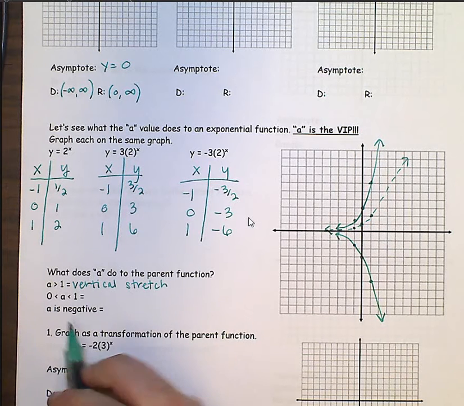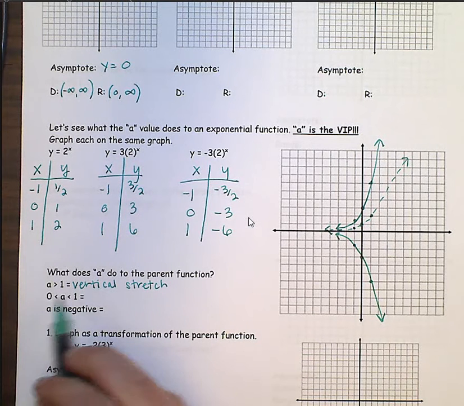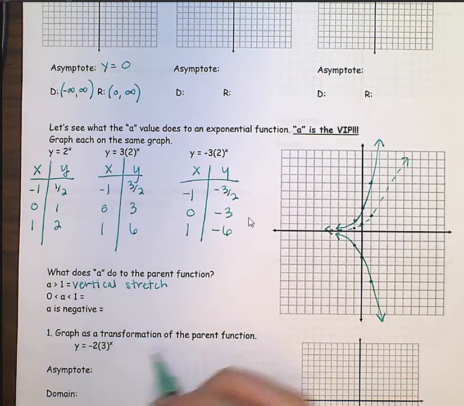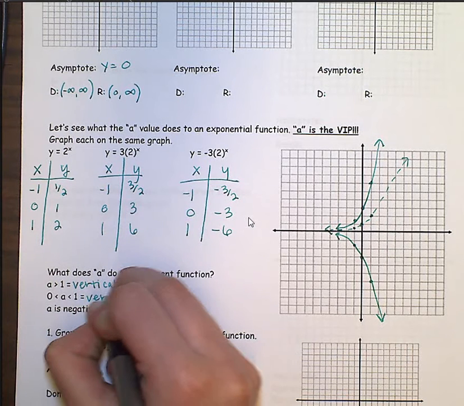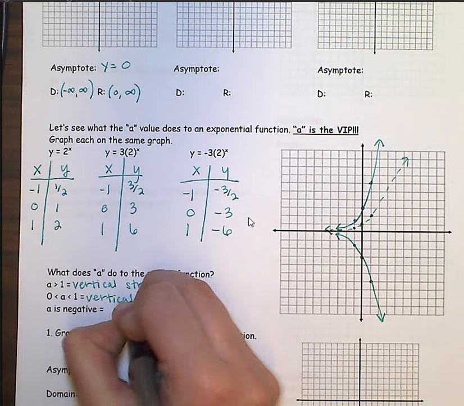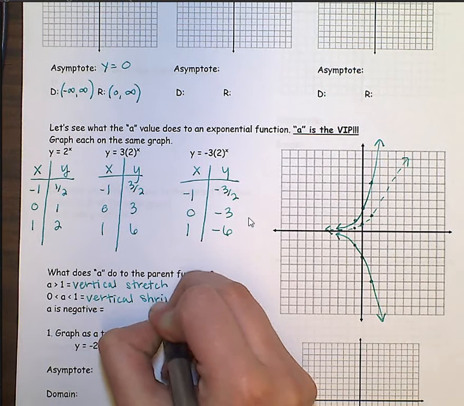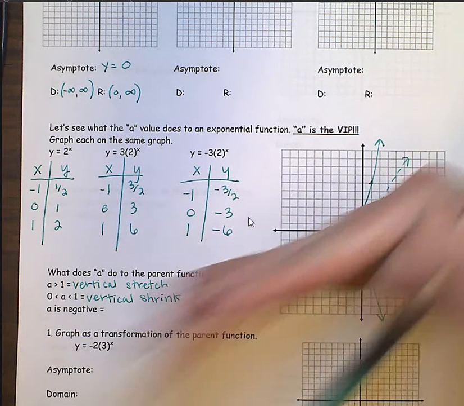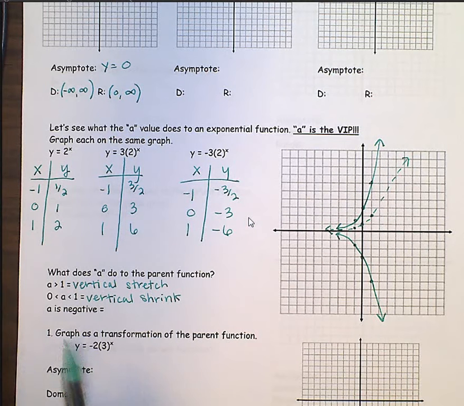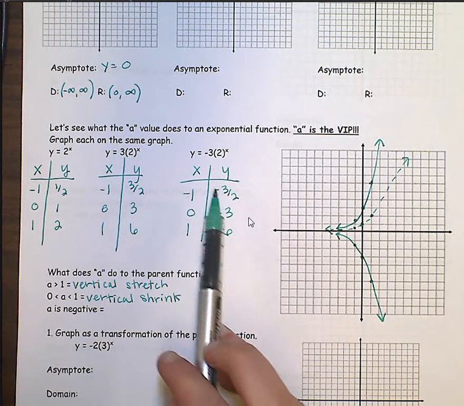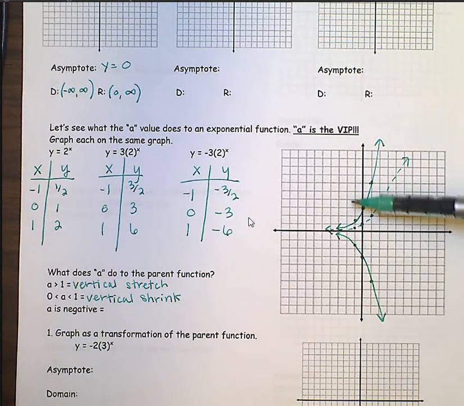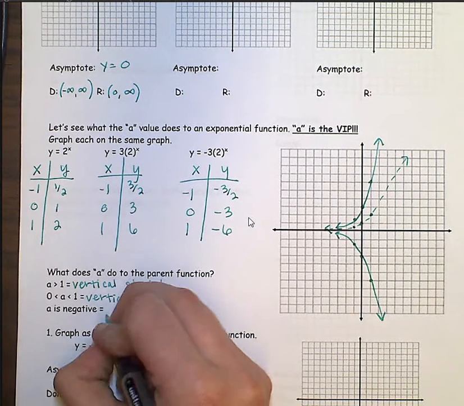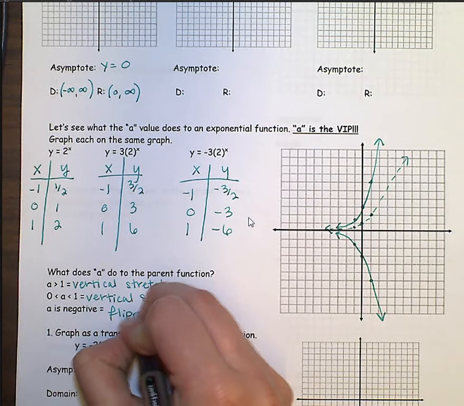If a is between 0 and 1, then it's going to do the opposite. We're going to call it a vertical shrink. It's going to squish it down. So think of it as flattening the graph, shrinking it down. And if a is negative, like in our last function where we saw -3, it flips our second function over the x-axis.